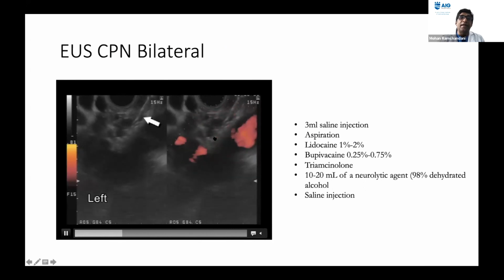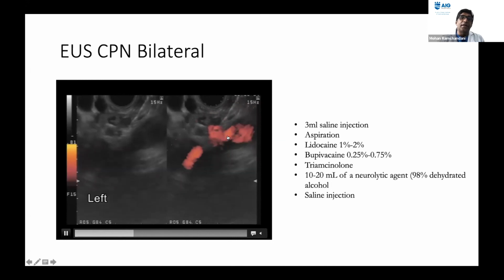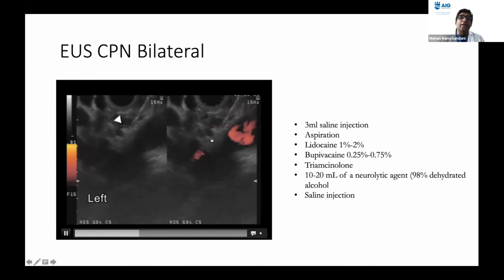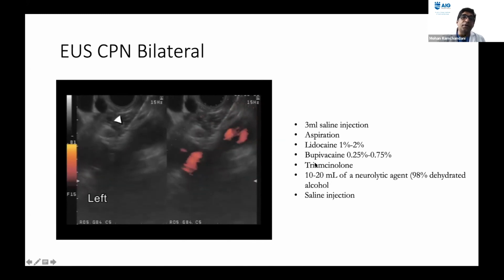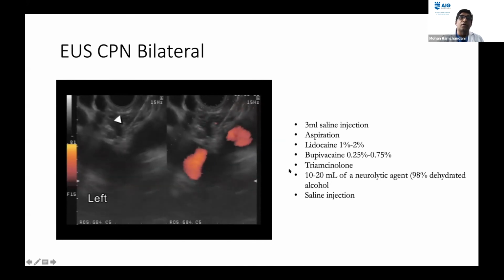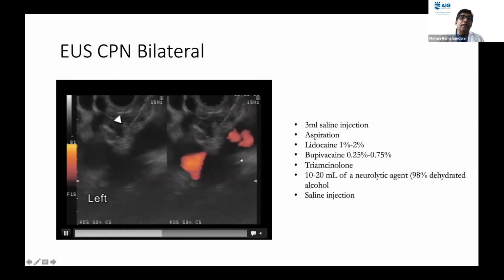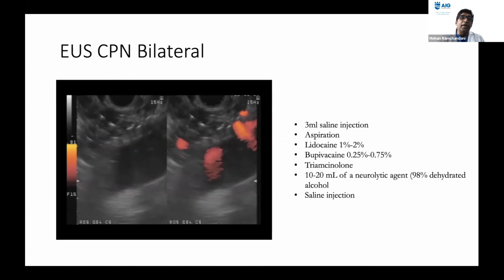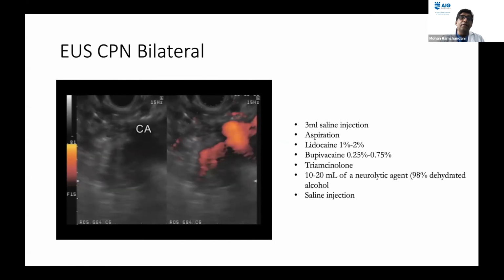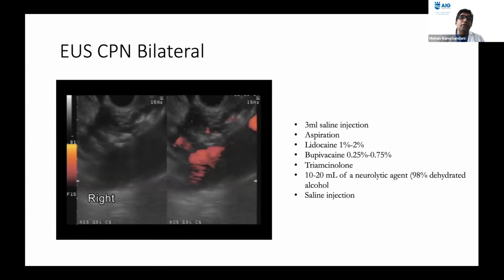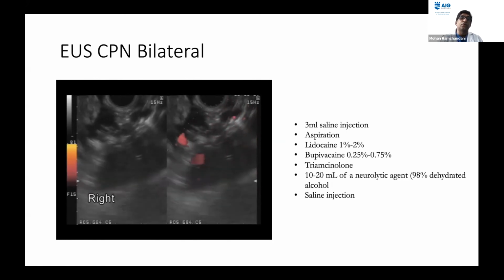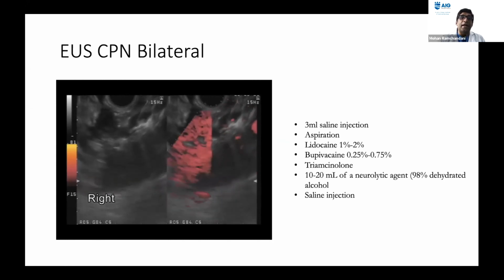Once you do the left-sided injection, in a similar way, as I told, inject 3 ml saline, then aspirate, and then inject either of these depending on what you have decided, whether you are doing neurolysis or a block. Once this is done, you rotate back till you see the celiac artery again, and then keep rotating to the right, and inject there. So you have to inject bilaterally.